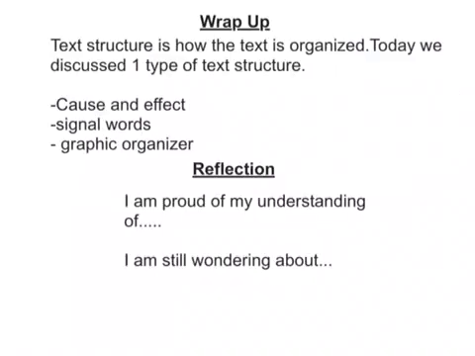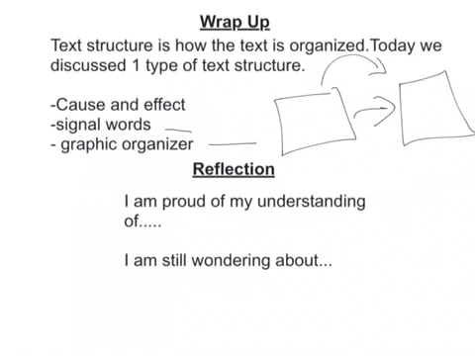All right, let's wrap up. So text structure is how the text is organized. Think about, again, the closet and how you organize it. It's basically, how does the author organize the text? Today, we discussed one type of text structure. There's actually several different ones that we're going to be discussing. We talked about cause and effect. We talked about signal words or keywords that you would see with cause and effect. And we talked about the graphic organizer. That's basically the 2 boxes with the so and because. Okay, so we talked about that graphic organizer.